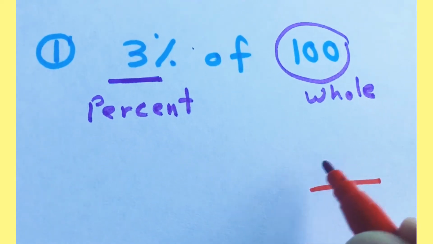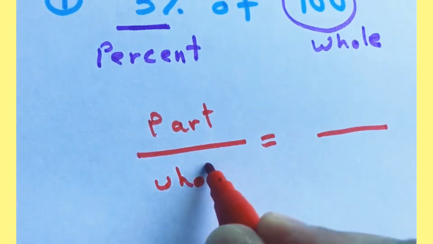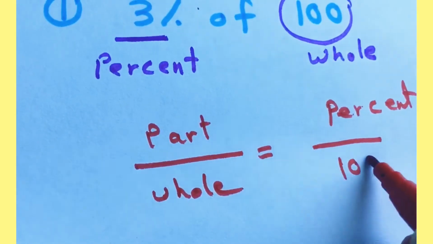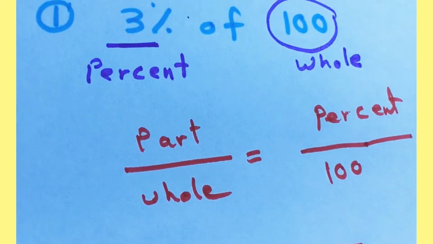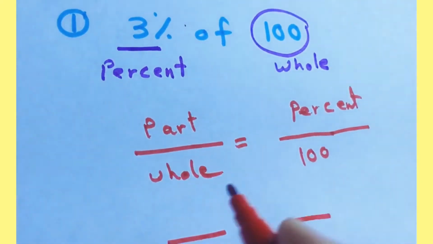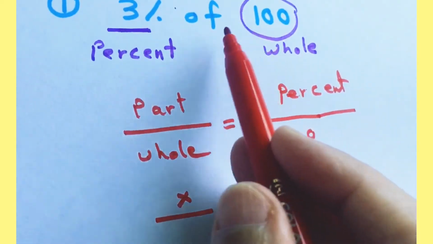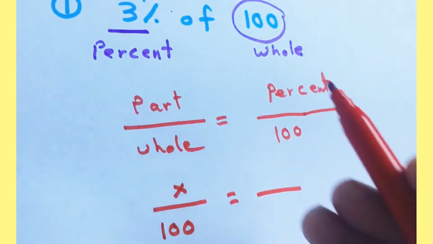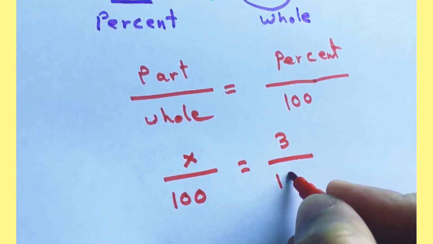So we have here part over whole equal percent over 100. Let's put the numbers instead of the words. Okay, part. Do we have a part here? No, we don't have a part, so this is the missing value. The whole, we know that any number after "of" is the whole number, so I write the 100 here. Percent, I write only the 3, and always under the percent we put 100.